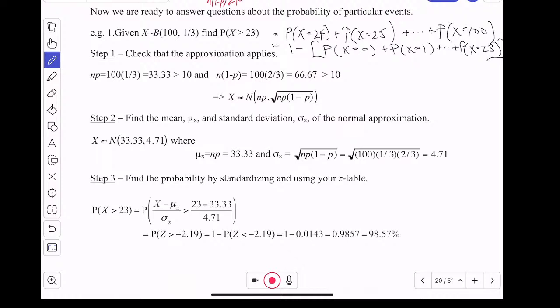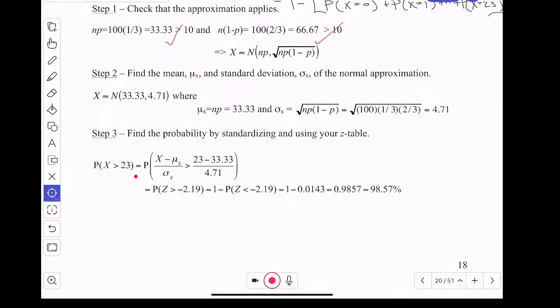So instead, we're going to use, and theoretically too, it's good to have this approximation. Let's check if we can use it. Step 1 is to check that n times p is greater than or equal to 10. It is. And then n times 1 minus p is greater than or equal to 10, and it is. So then we can say that x is approximately normal with a mean np and a standard deviation square root of np(1 minus p). So we calculate them and we use them to answer the question, just as though this was a normal distribution problem. We standardize and get the answer.